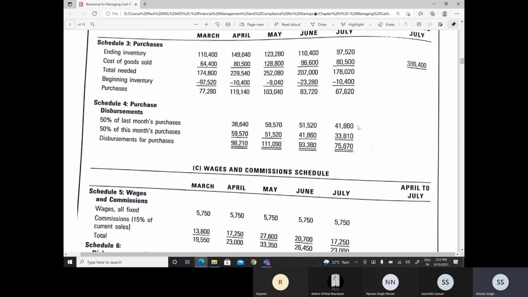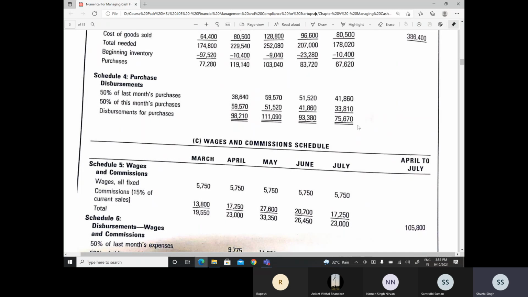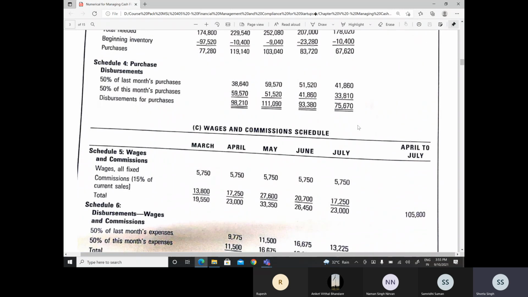Now for purchases, there is cash outflow definitely, but we see how the payments are made. Basically the payments are made in the following way. We pay off 50% of last month's purchases, and that is 77,280. Half of this would be paid off in the following month, and we also pay for 50% of this month's purchases. So half of 119,140 is paid off in this particular month. So we add up and we get the outflow that is there for each month's purchases in this manner.